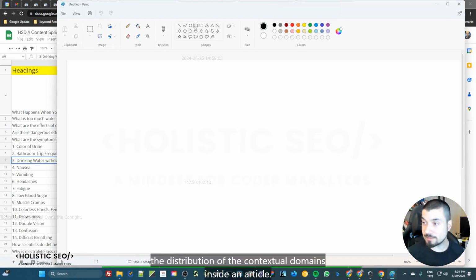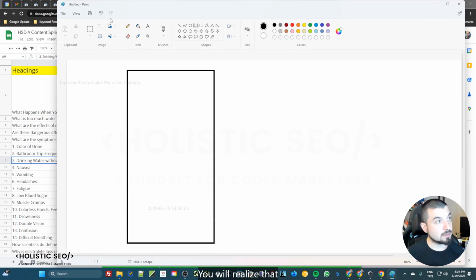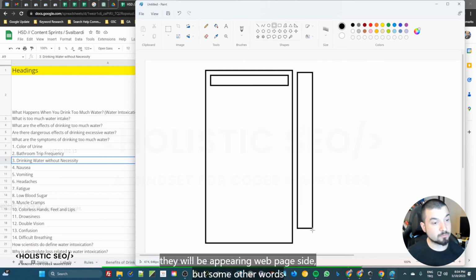So last lecture, we talked about the distribution of the contextual domains inside an article. There is one more thing. When we check the articles, you will realize that the specific context terms in the macro context, directly in the H1, will be appearing web page wide.